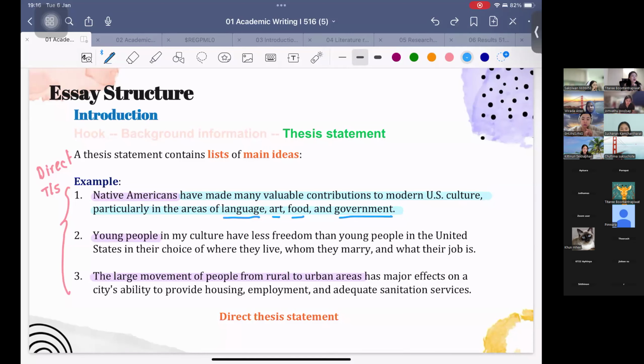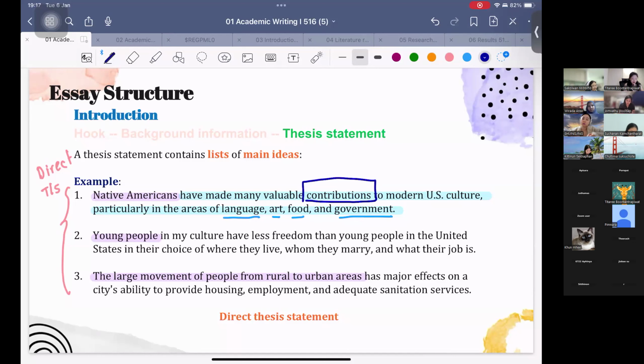In this example it would be in terms of contributions, right? So what contributions are being mentioned? The contributions here are in terms of language, in terms of art, in terms of food, in terms of government, which means that the author is going to explain how the contributions were made in language, art, food, and government.